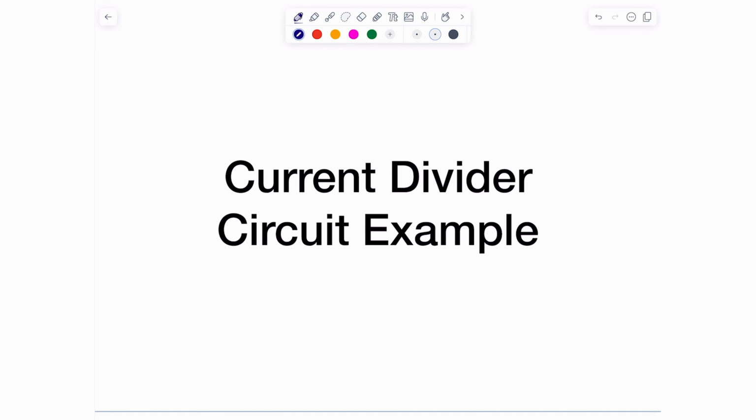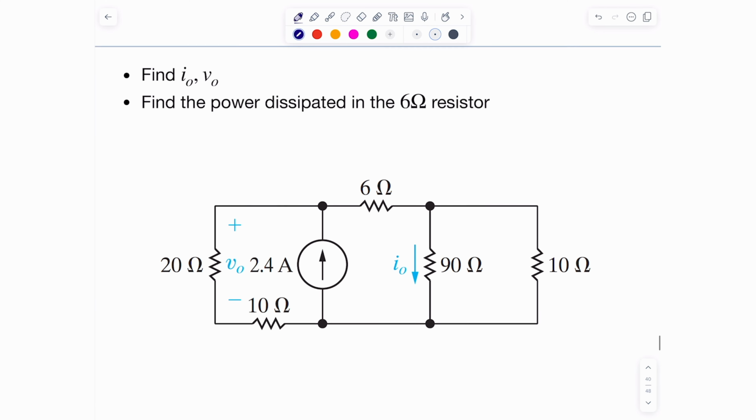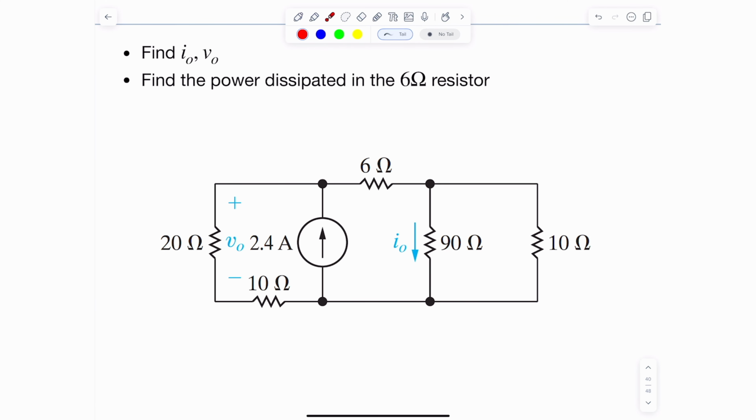In this example, I'll show you another circuit and I'll try to solve it using current division and some simple resistor simplifications. So in here we have one source, and that's an independent current source, and 1, 2, 3, 4, 5 different resistors. What we're asked to compute is the I naught in here and the V naught in here, and also the power dissipated in the 6 ohm resistor.